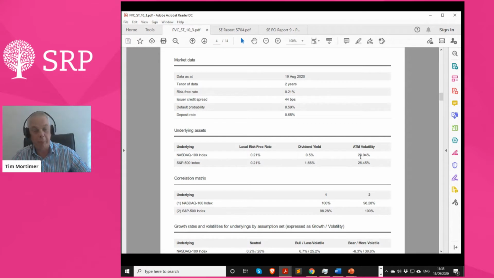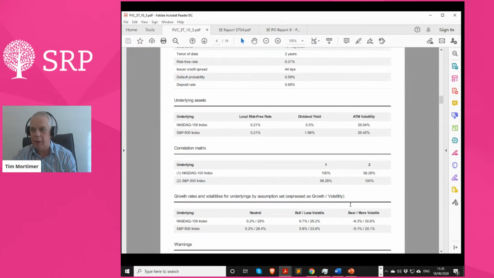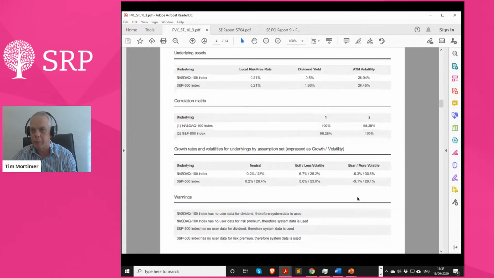So what assumptions have been used for the stress test? These are the historical based assumptions I talked about earlier: volatility, dividend yields, interest rates, and then correlation assumptions.